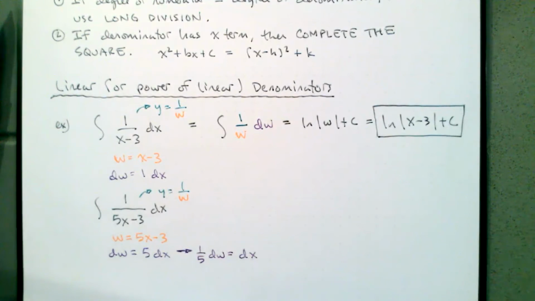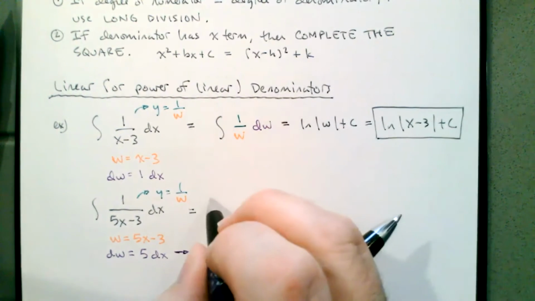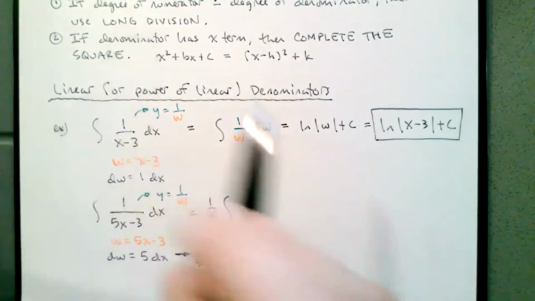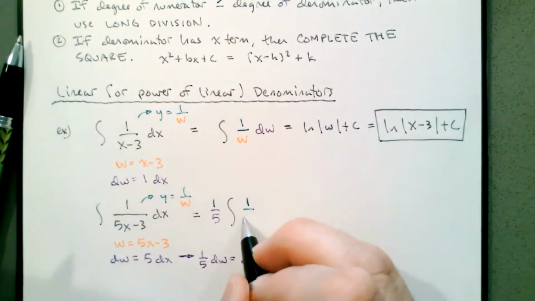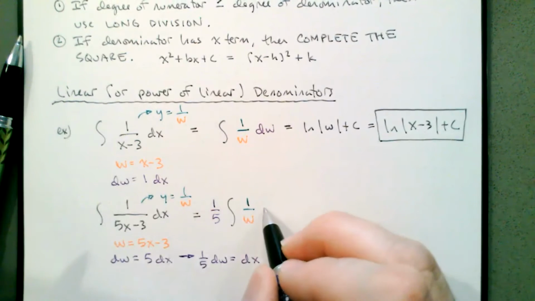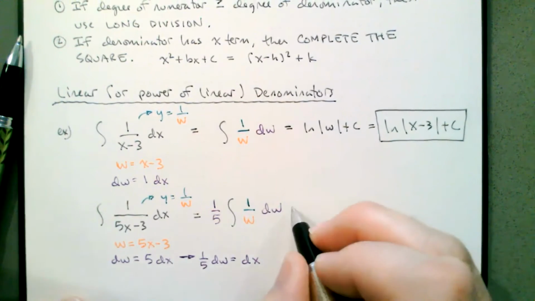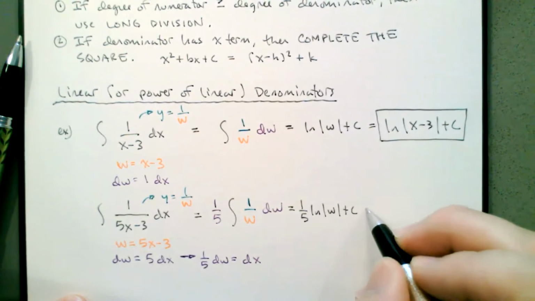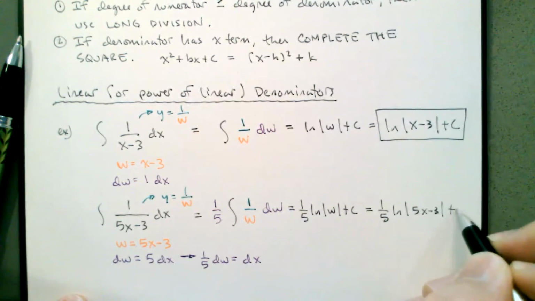So instead of just integrating 1 over w dw, we'll integrate 1/5 times 1 over w dw. So we will be integrating 1/5 from the dw, the integral of 1 over w dw. So we'll just have a 1/5 natural log of absolute value of w plus c. And so we'll have 1/5 natural log of absolute value of 5x minus 3 plus c.